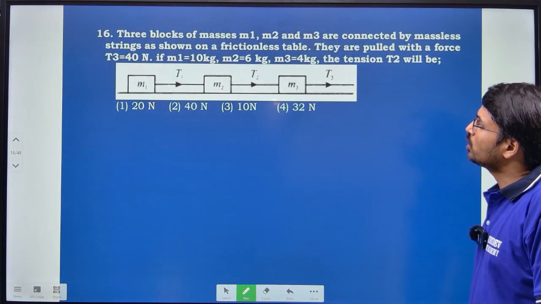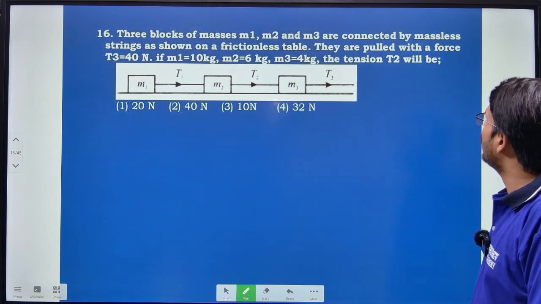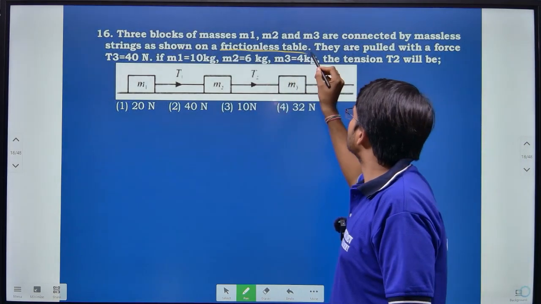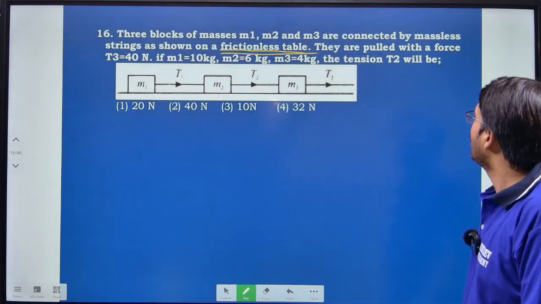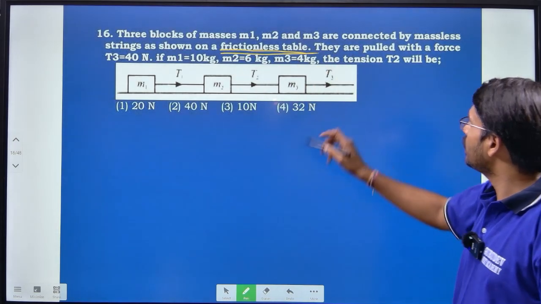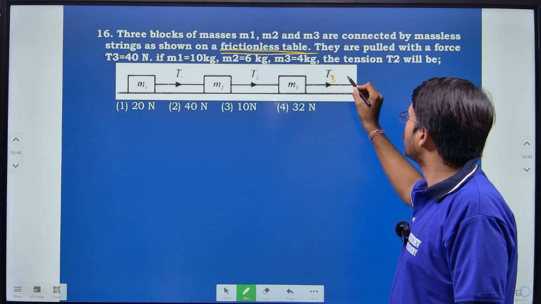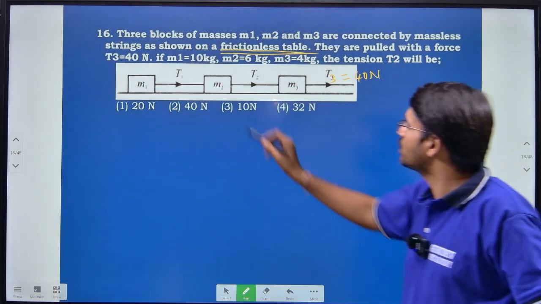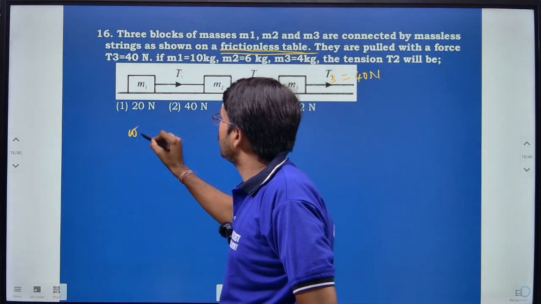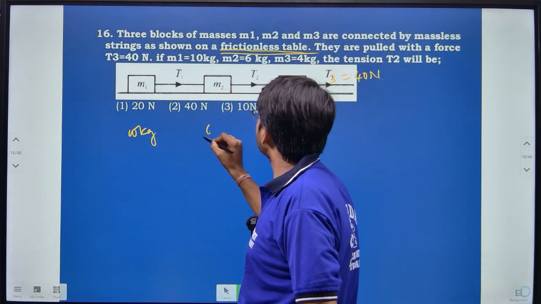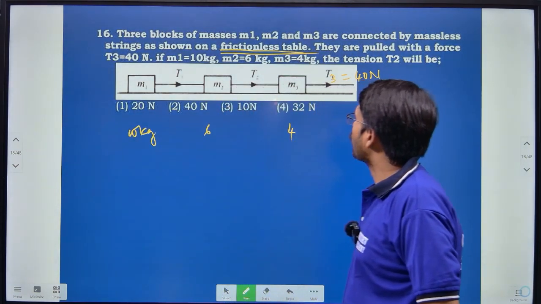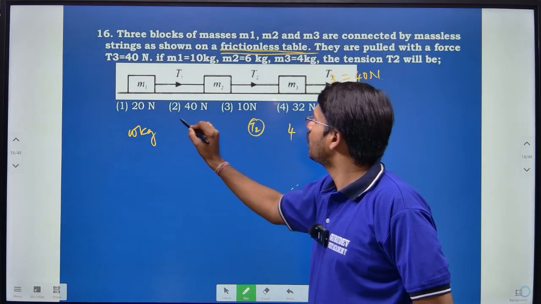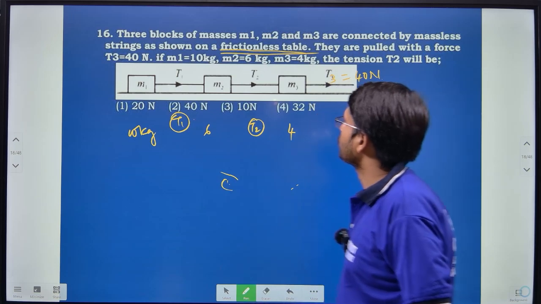The next: three blocks of masses m1, m2, m3 are connected by massless strings as shown on a frictionless table. That is very important. They are pulled with a force T3. T3 is 40 Newton. M1 is 10 kg, M2 is 6, M3 is 4. In between we have T2, and here in between we have T1.